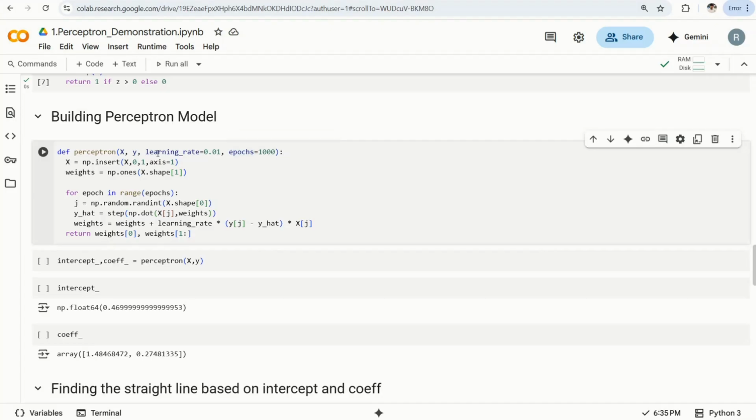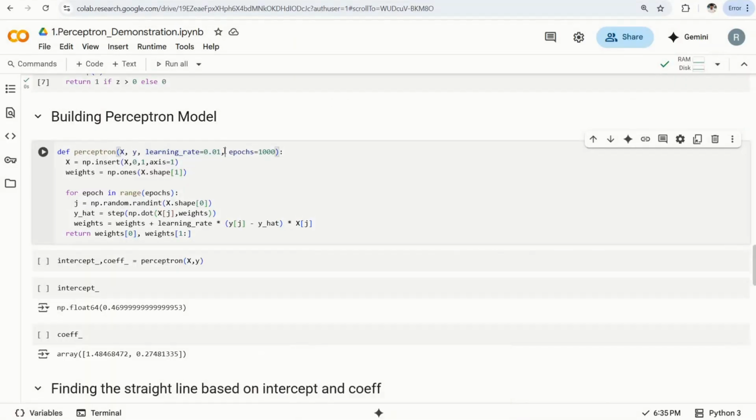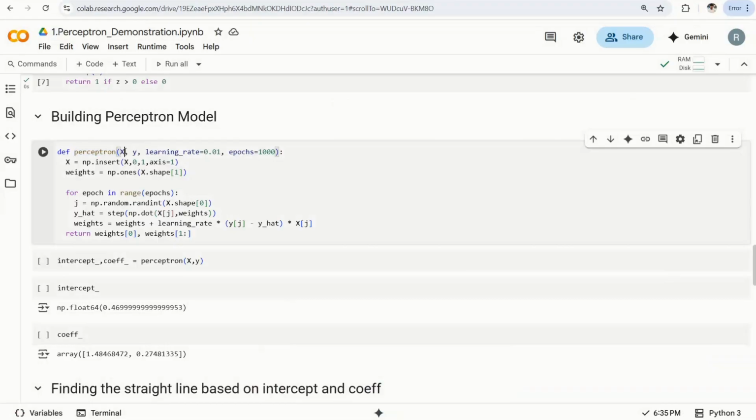And I'm taking one learning rate, eta. I told you, we need eta, the learning rate. I'm giving the learning rate 0.01; you can change it. This is my x input and this is my y label. I'm building a function, and this whole thing I just talked about I'm putting inside a function. The inputs are x, y, the learning rate, and the epochs, which I know.